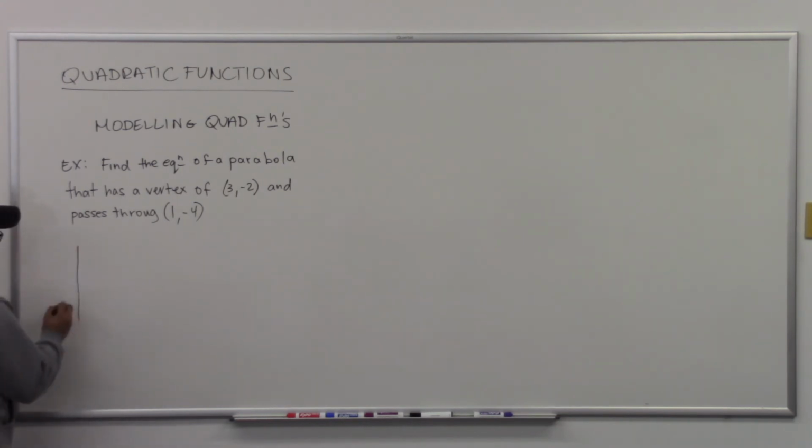So here's what we know. It has a vertex of 3, -2, but it also passes through the point 1, -4. Sorry, 3, -2 is down here. It also passes through 1, -4. Okay? So we know that the parabola is going to look somewhat like this. We want to find that equation.